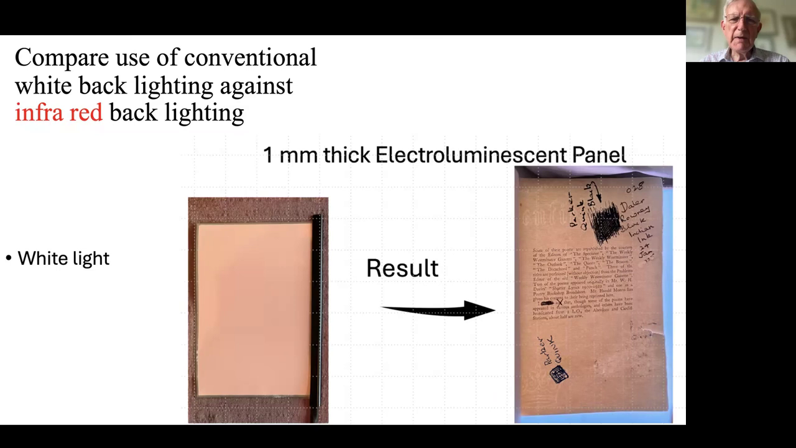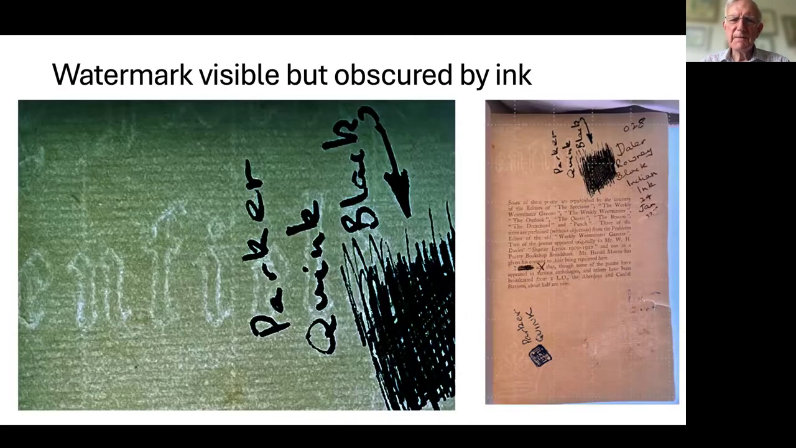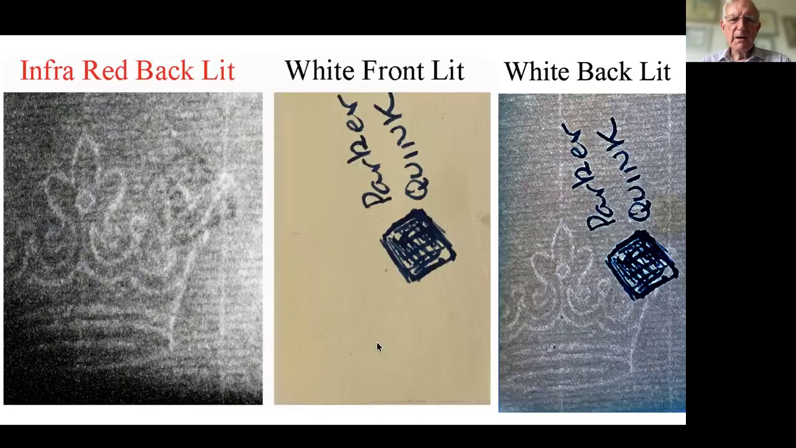Conventionally, one uses a millimeter-thick electroluminescent panel to provide lighting for things like watermark research. In this instance, the panel, the orange one on the left, has been inserted under the page to be viewed and turned on. The result is that the watermark in the paper can be easily seen. However, some ink is still recorded because the white light does not pass through it.